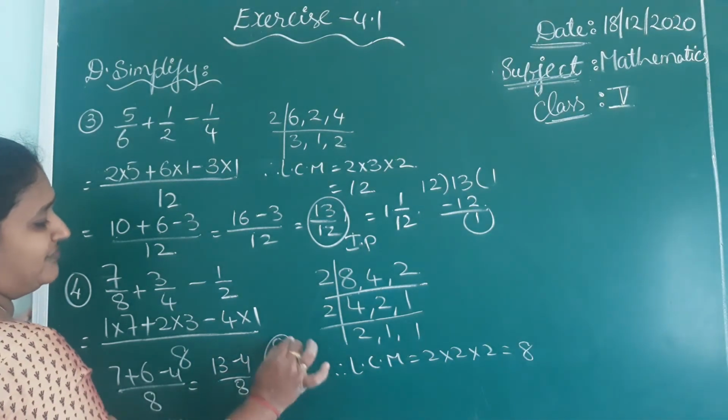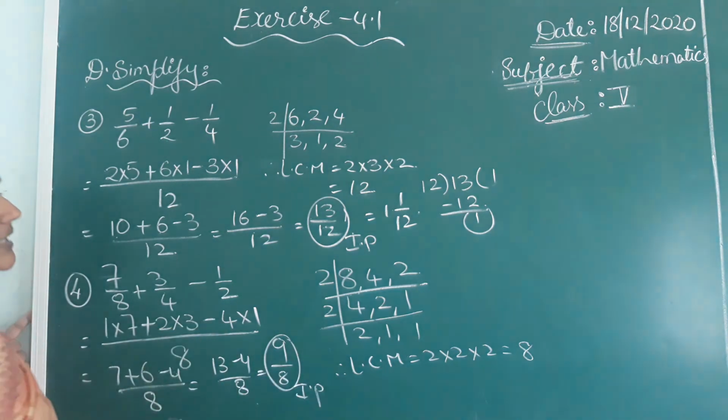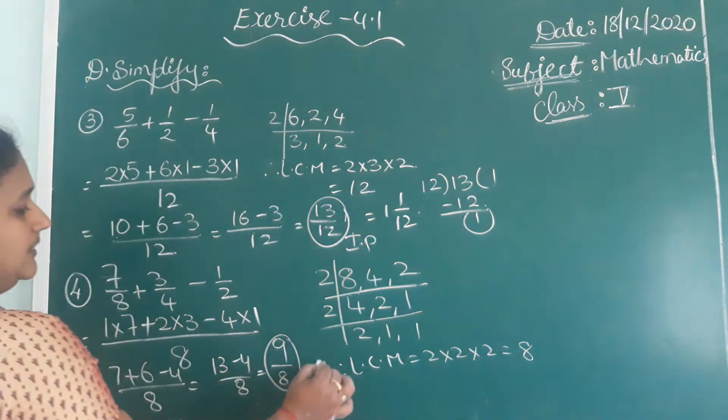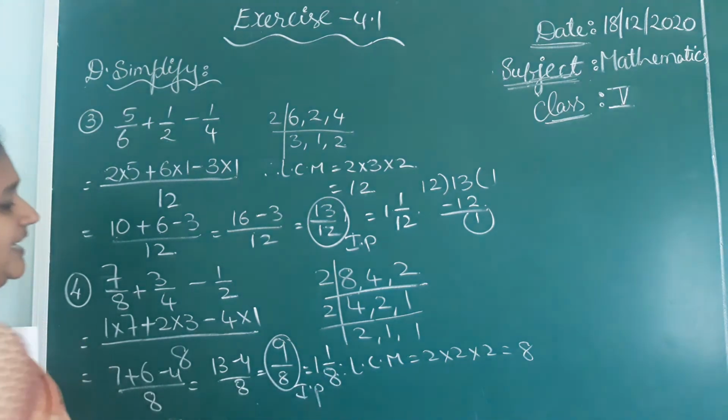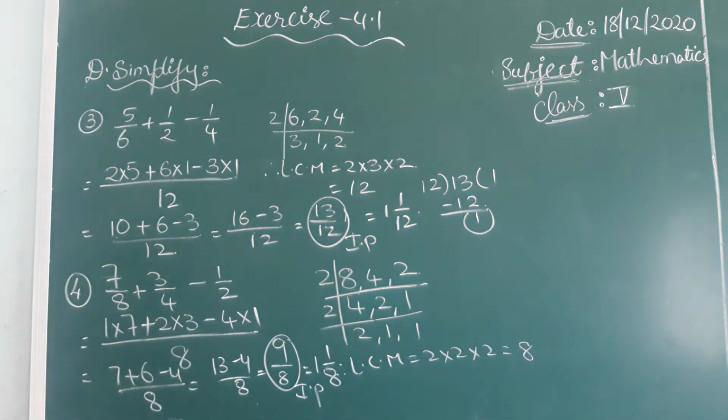It's an improper fraction. Immediately you have to convert it into mixed. 1 8 is 8, 1 by 8 is the answer. See the fifth one, children.